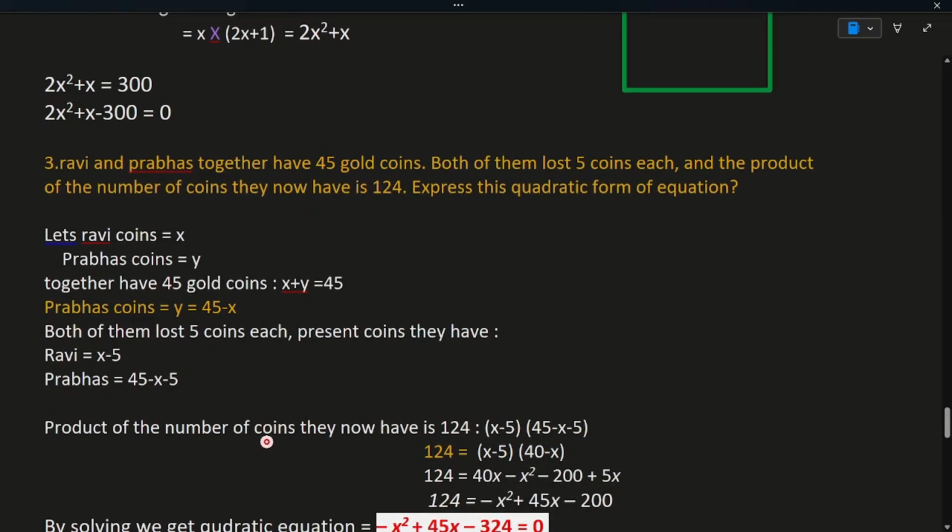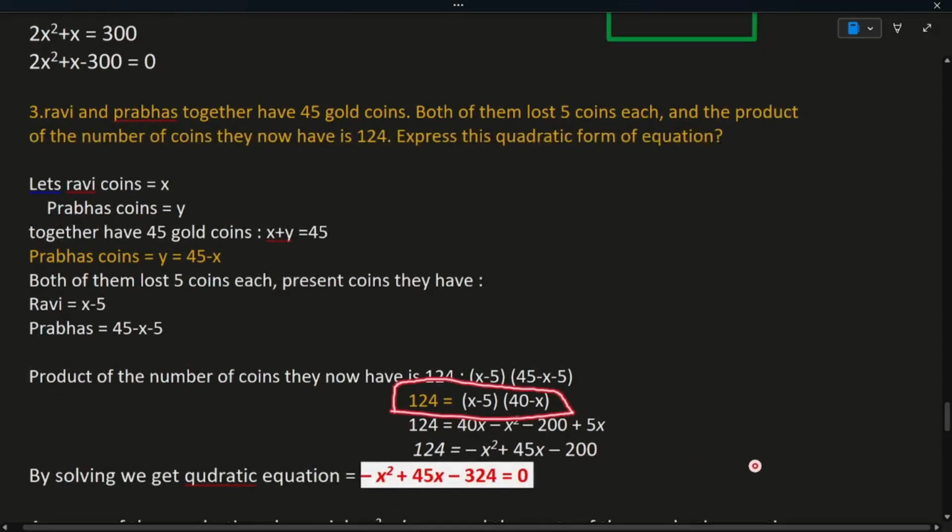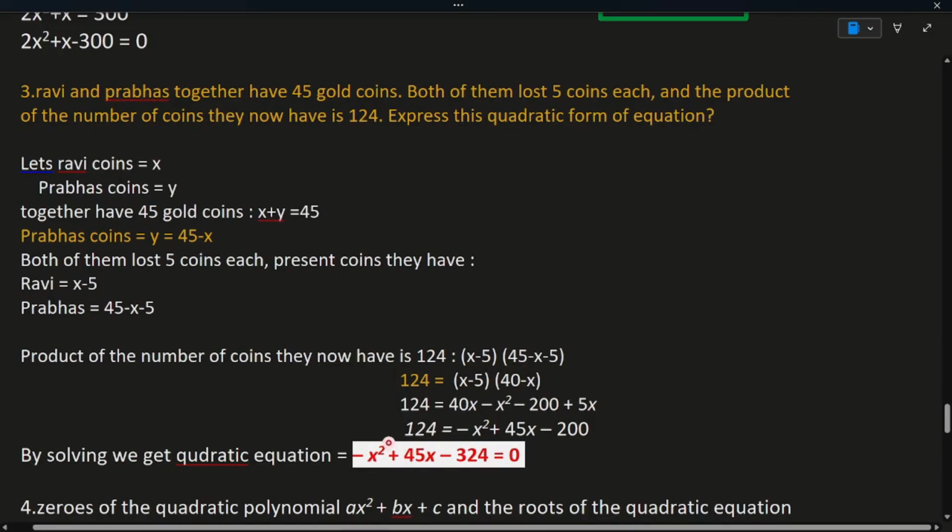I think you are clear now. According to the given data, the product of the number of coins they now have, after losing 5 coins each, is 124. After losing 5 coins, Ravi has x minus 5. After losing 5 coins, Prabhas has 45 minus x minus 5 coins. Their product is 124, so I am equating these two quantities. By solving this equation, we will get 124 equal to minus x square plus 45 minus x.